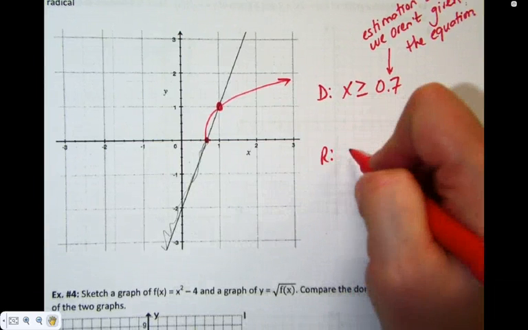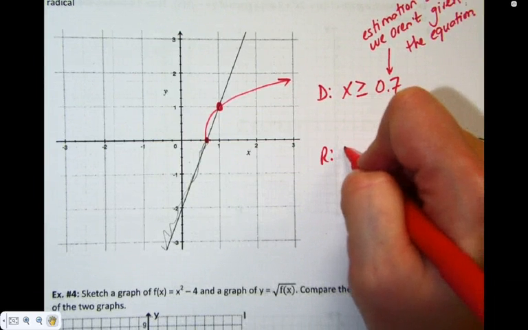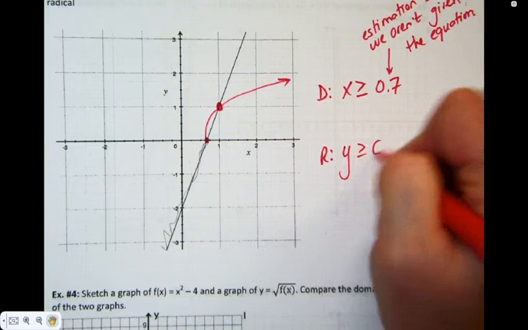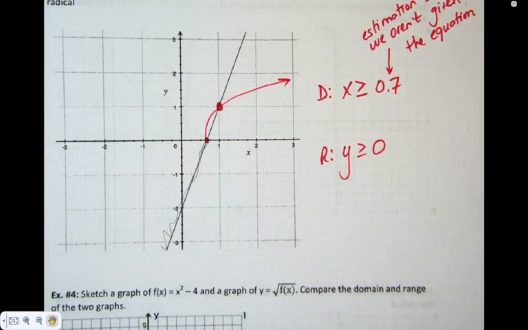The range? Range we never need an equation or an estimation or anything for, because it's always going to be y is greater than or equal to 0. Unless we then did a vertical transformation. But let's not talk about that.